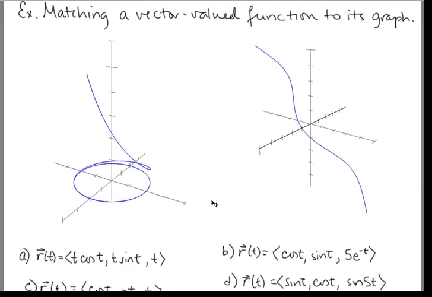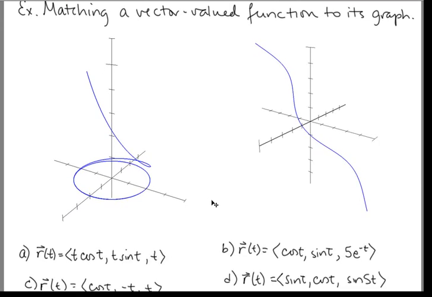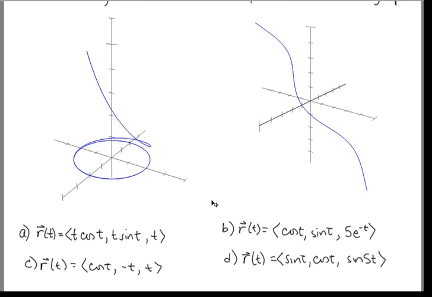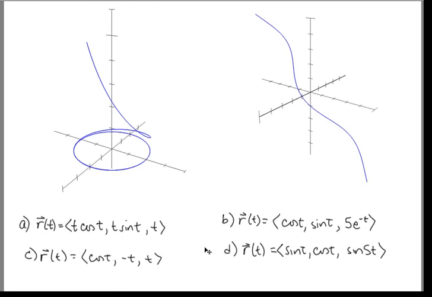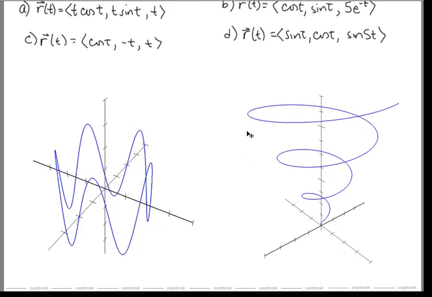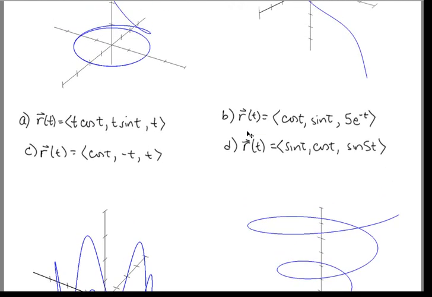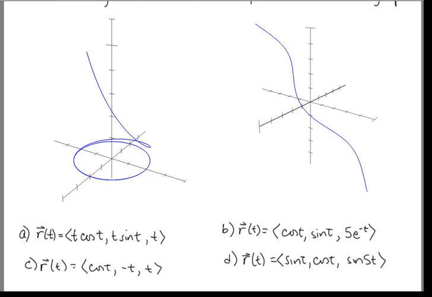We want to match our vector-valued functions to their graphs. So we're going to start with these four functions. We've got these two graphs here, and we've got a couple more to look at as well. Now, where do we start when matching up these graphs and functions? Well, just like when we started our own sketch, we wanted to look at each of the component functions and get an idea of what kind of values were going to come out of there.